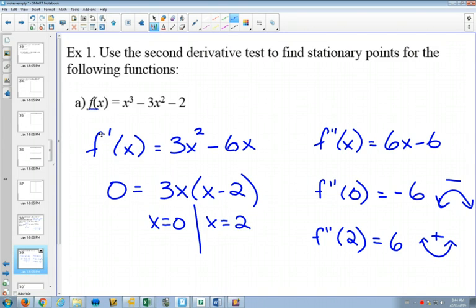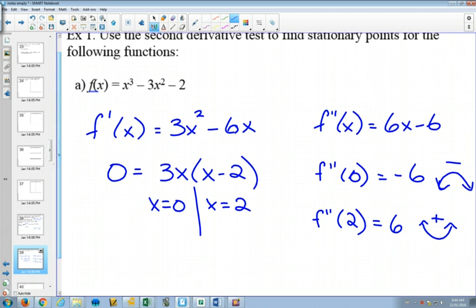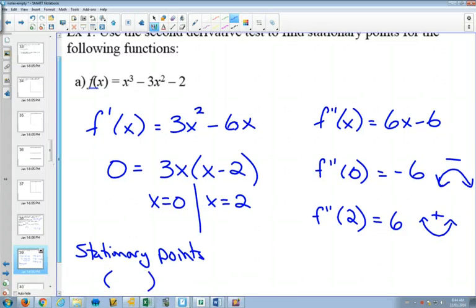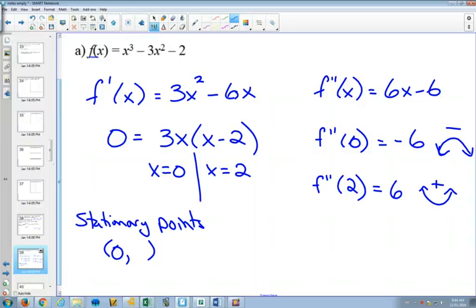So we have two stationary points. At those two stationary points, we have one that's concave down, one that's concave up. So now we can find out what our stationary points are. And again, your stationary points are on your original graph. So when you go to list them, I know the x-coordinate is 0, but to find the y-coordinate, since it's on my original graph, I have to plug that back into my original equation. So when I plug in 0 into my original equation, I'm going to get negative 2.